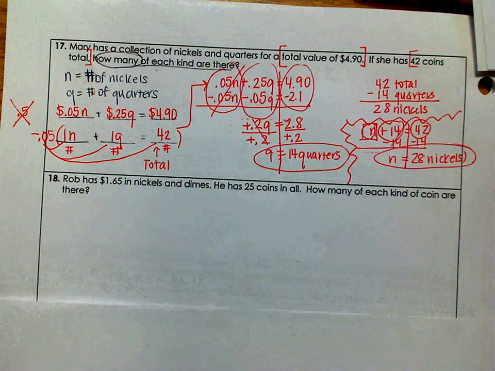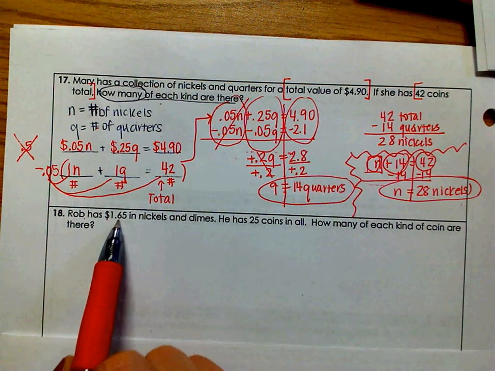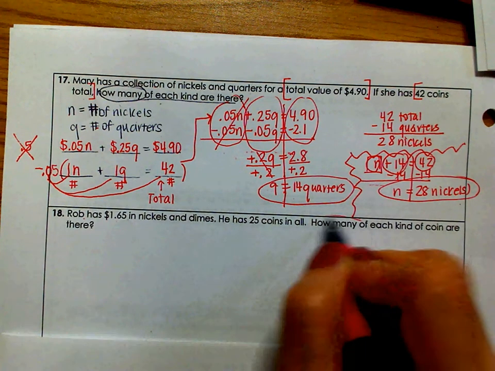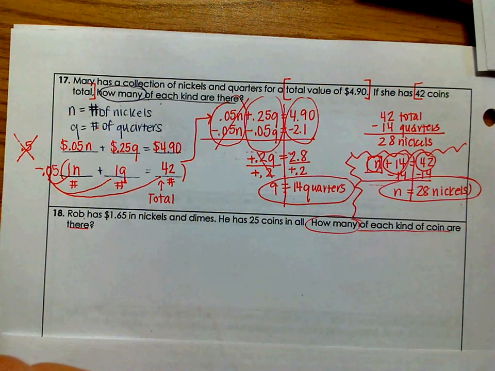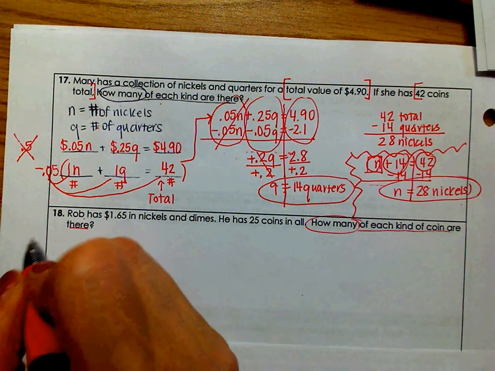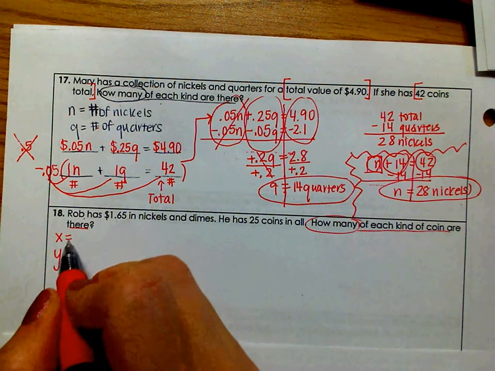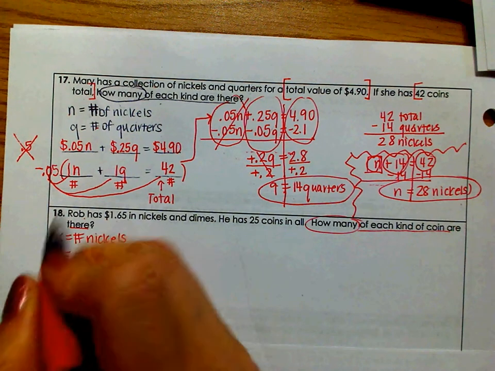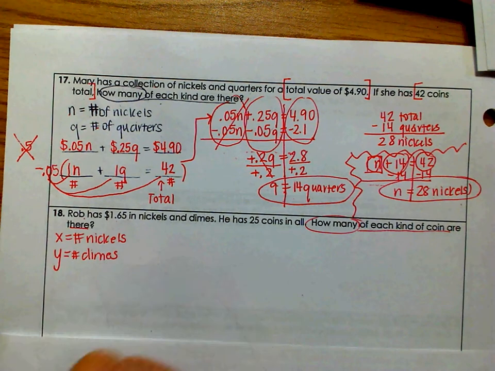All right, number 18. Rob has $1.65 in nickels and dimes. He has 25 coins in all. How many of each kind of coin are there? So how many of each kind? It's the same question. So what if I use X and Y this time? Okay, X represents the number of nickels, and Y represents the number of dimes. Now some of you are like, what? Why are you doing that? Well, some of you guys like to use X, so I'm going to just give you that as a possibility.